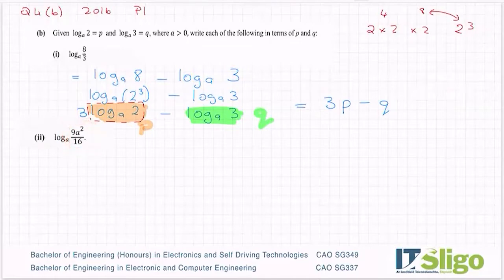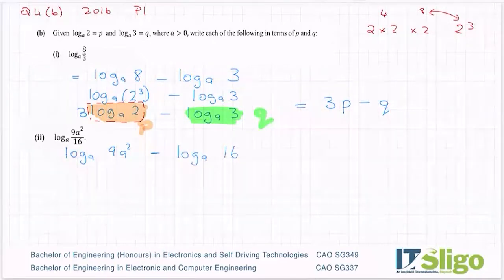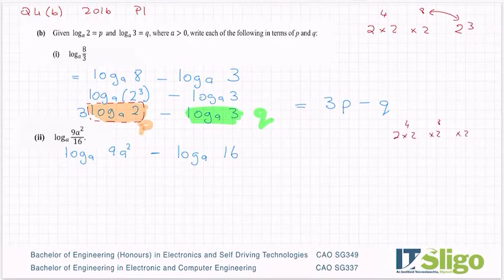Okay, again, it's a division, so I think I'll definitely write it as a subtraction. So I have log to the base a of 9a squared minus log to the base a of 16. Okay, I'm happy with that. Okay, 16: 2 by 2 is 4, by 2 is 8, by 2 is 16. I have 1, 2, 3, 4 2's, so 16 can be written as 2 to the power of 4. Okay, so that's good.